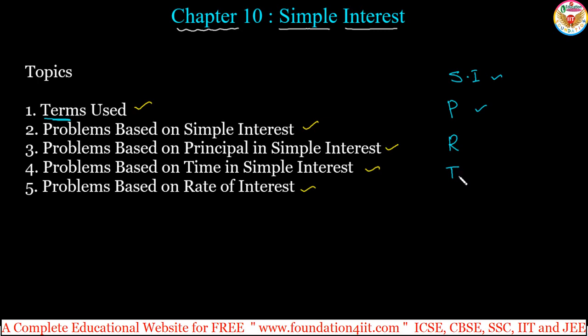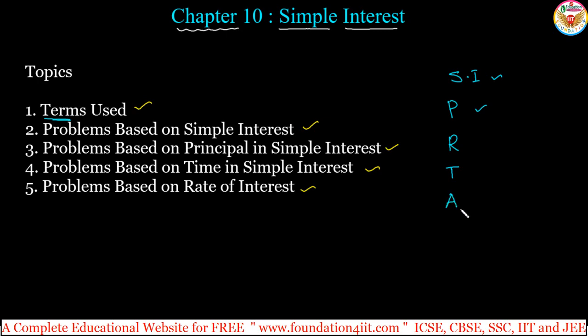Next, T is the time period. It is the time for which the sum is borrowed or lent, that is, how much time is taken. This is in years, like 2 years, 3 years. If it is in days, you have to convert it into years. If they give it in months also, convert into years. R is rate of interest per annum, T is the time period.